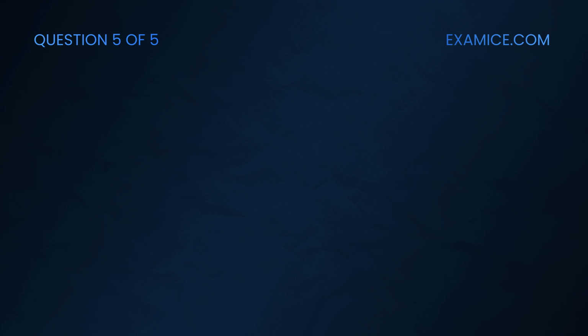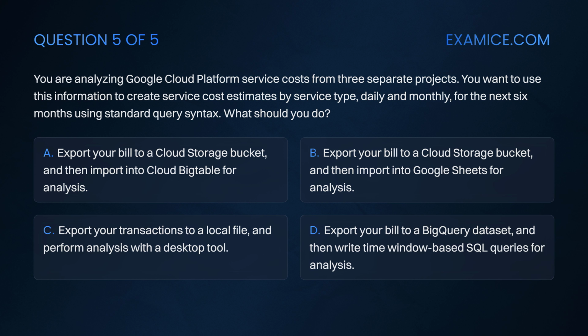Question 5. You are analyzing Google Cloud Platform service costs from 3 separate projects. You want to use this information to create service cost estimates by service type, daily and monthly, for the next 6 months using standard query syntax. What should you do? Option A, export your bill to a Cloud Storage bucket and then import into Cloud Bigtable for analysis.